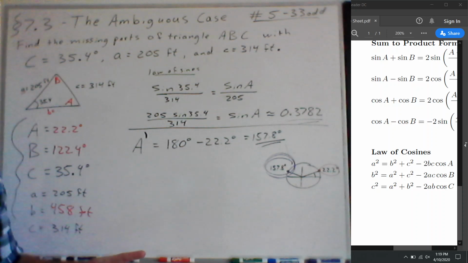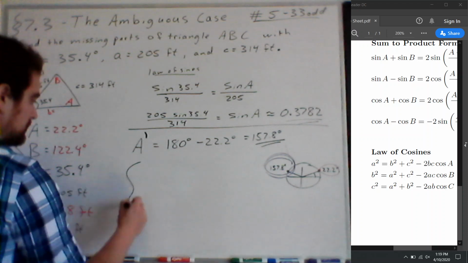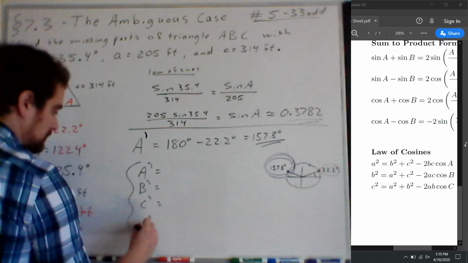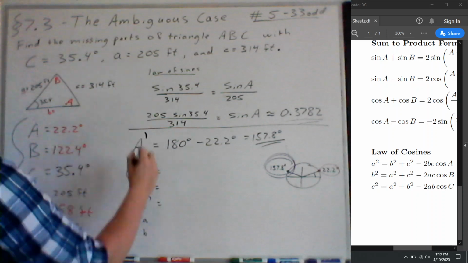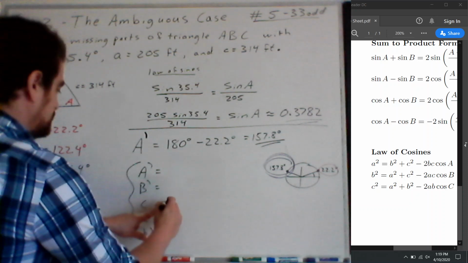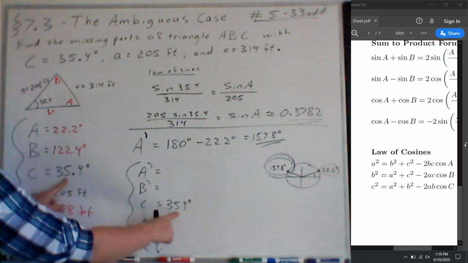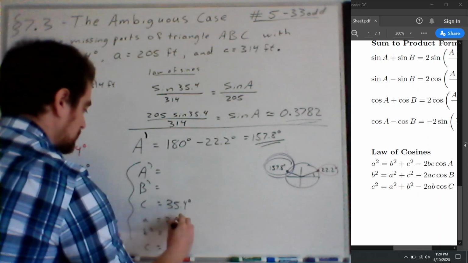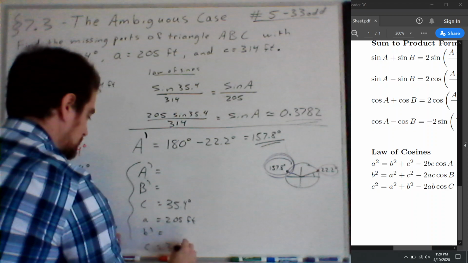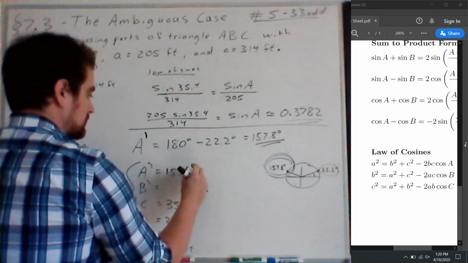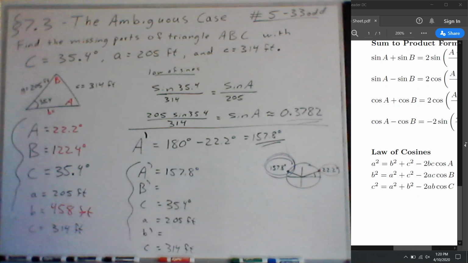But is that possible? Could I create a triangle so that A prime... let's see, A and C are good. Could I create this other triangle so that capital C is fixed at 35.4 degrees, always has been, always will be. Little a is 205, that's fixed. Little c is 314, that's fixed. If I say that A prime is 157.8 degrees, can you see the problem with this?